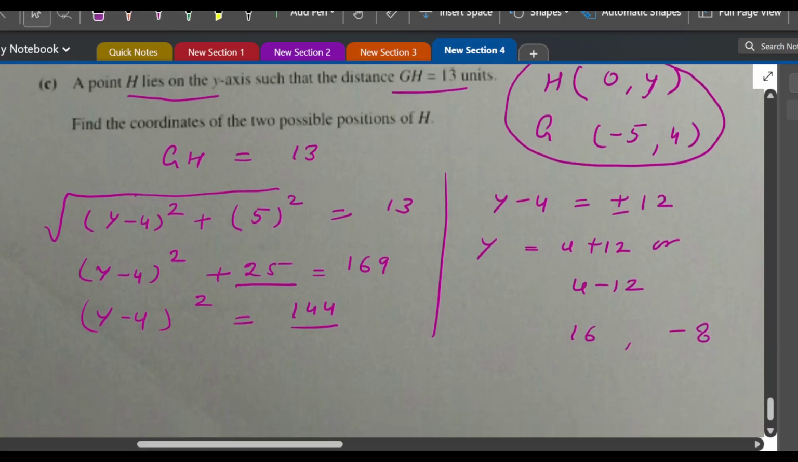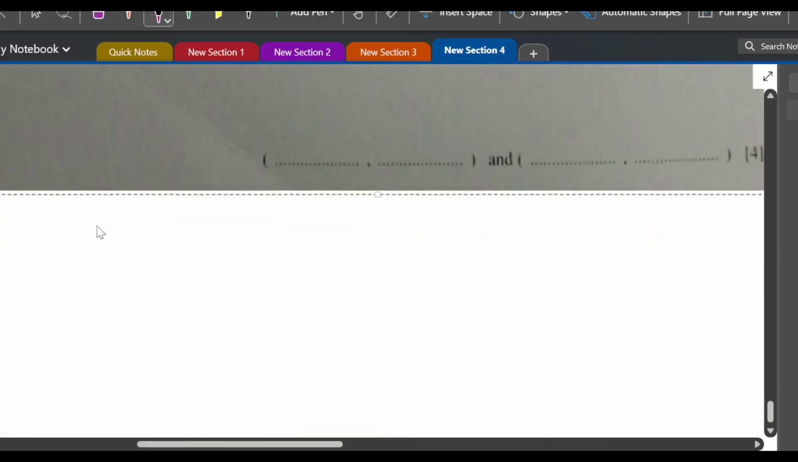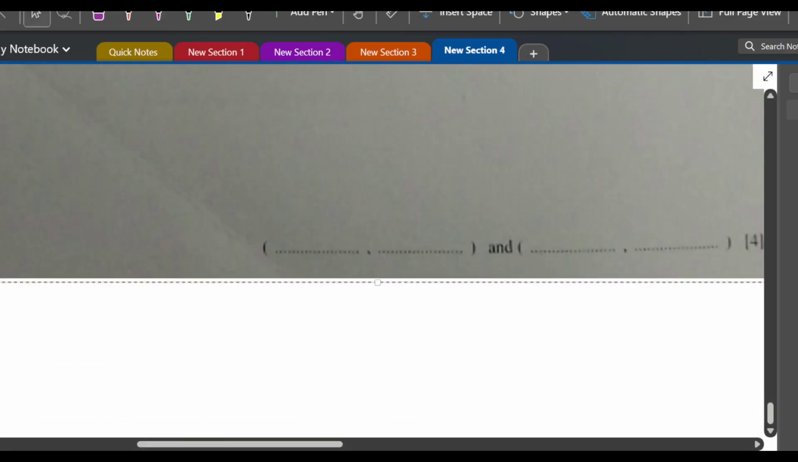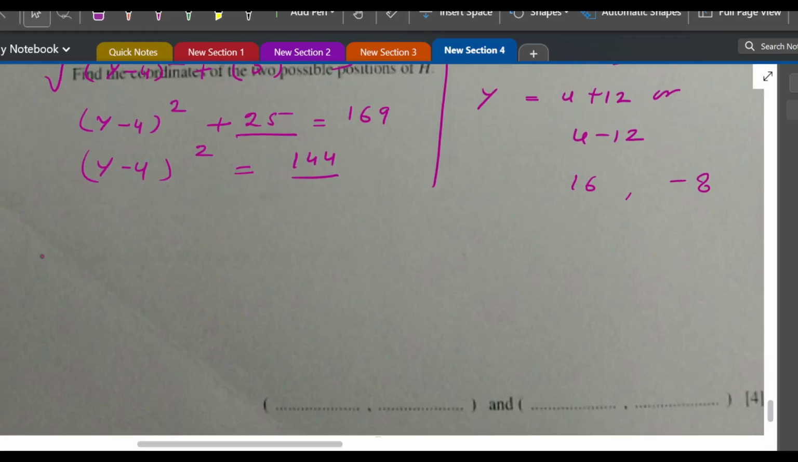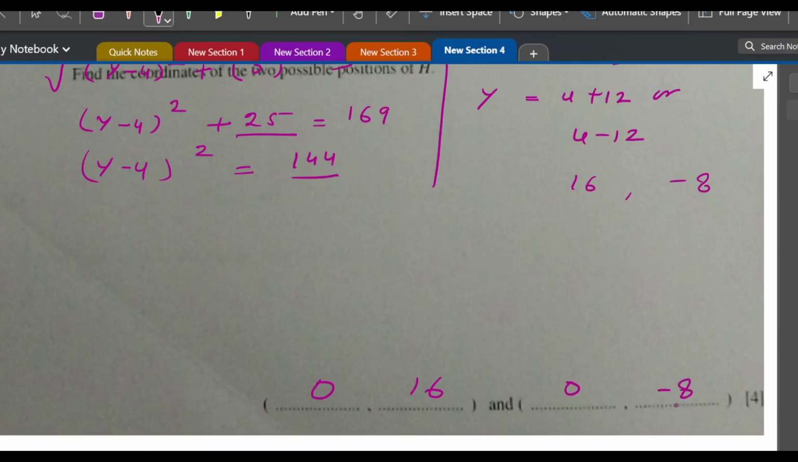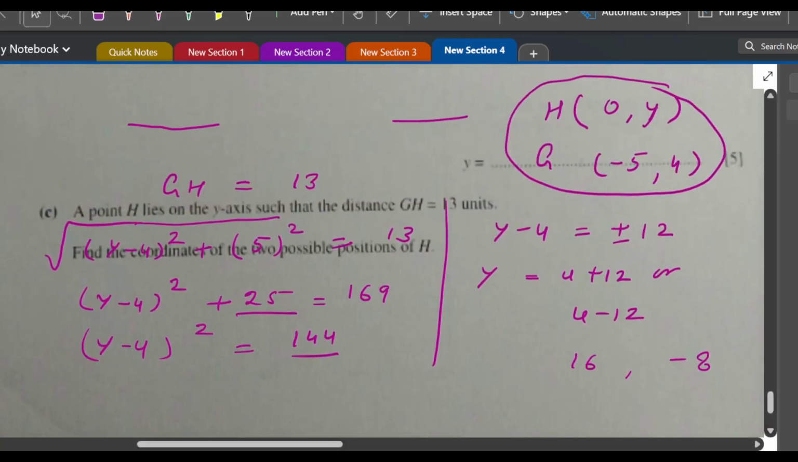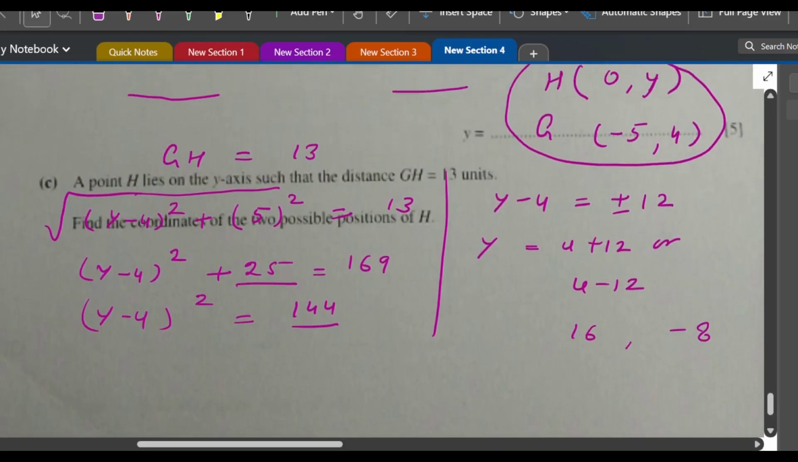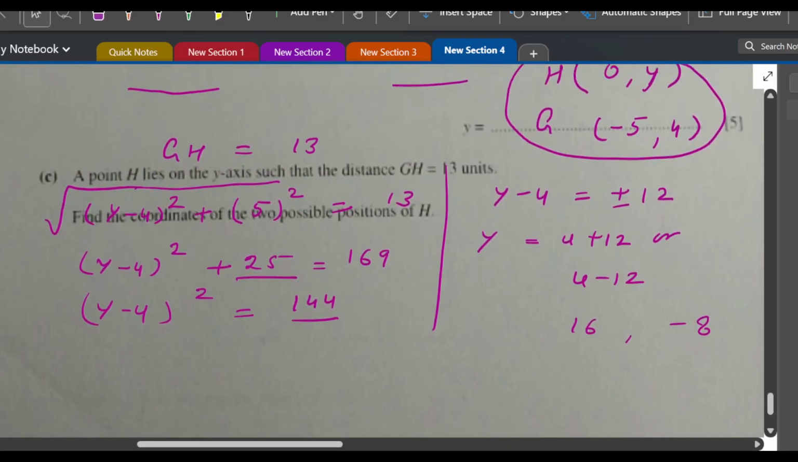This is the y value. The x value I already know is 0. So the two different points I can get are 0 comma 16 or 0 comma minus 8. These are the two points which lie on the y-axis and for which GH is going to be 13 units.